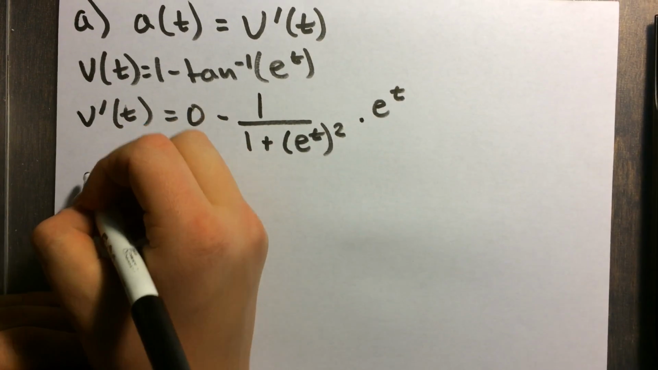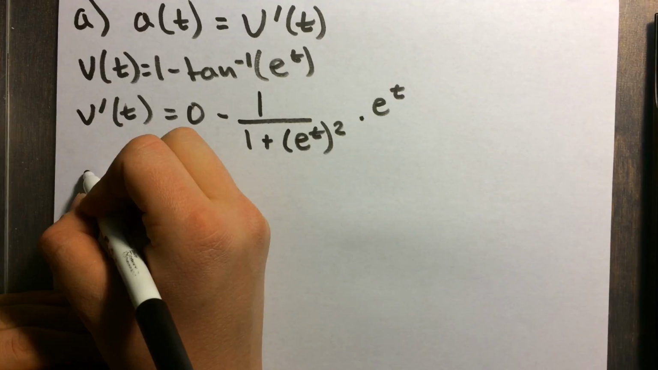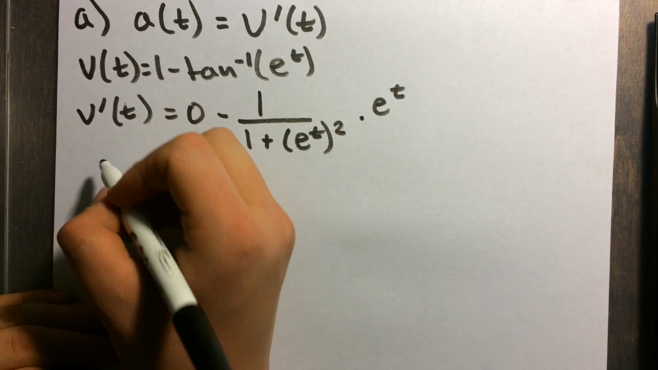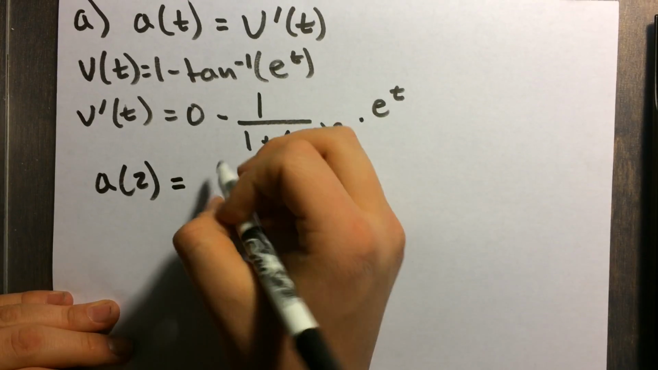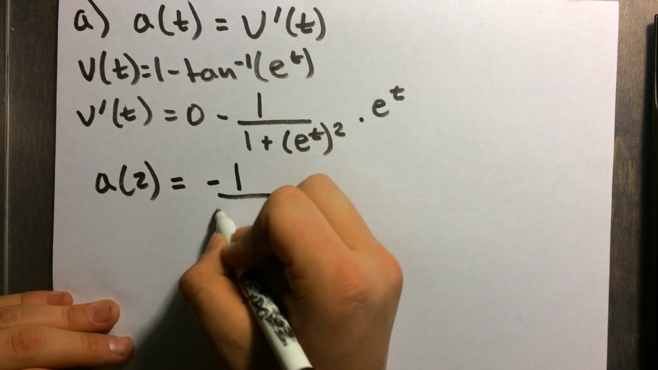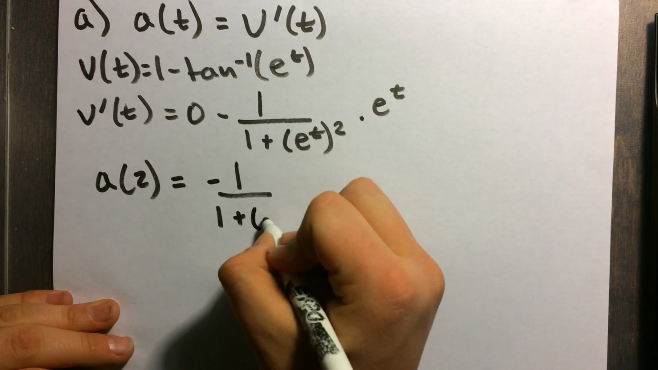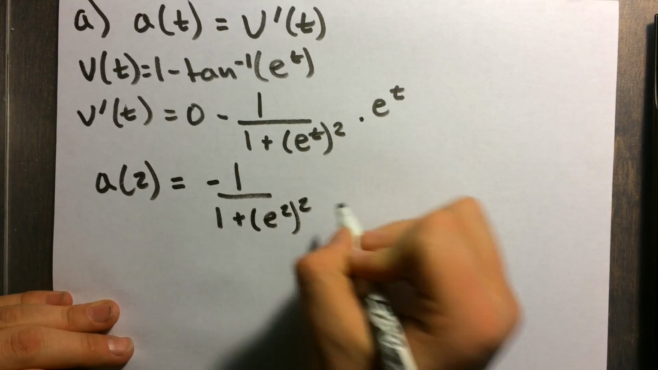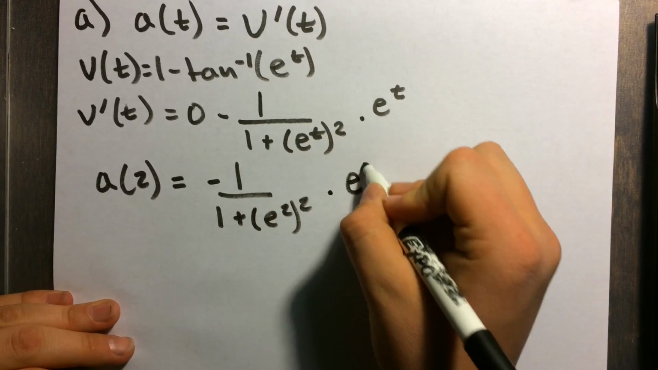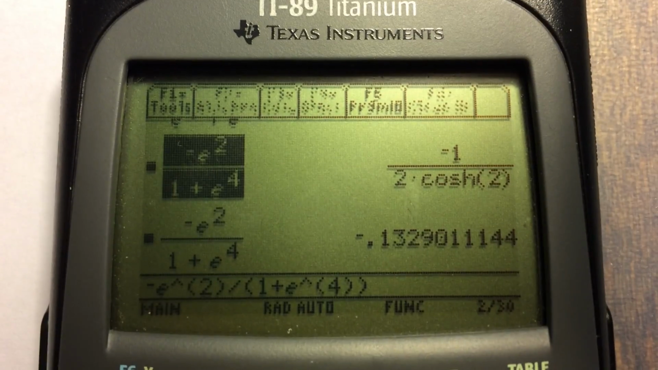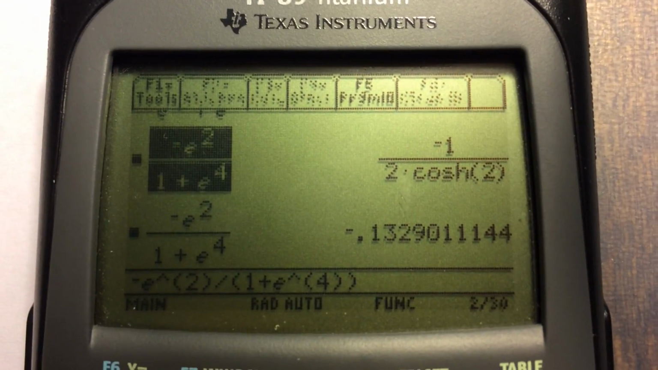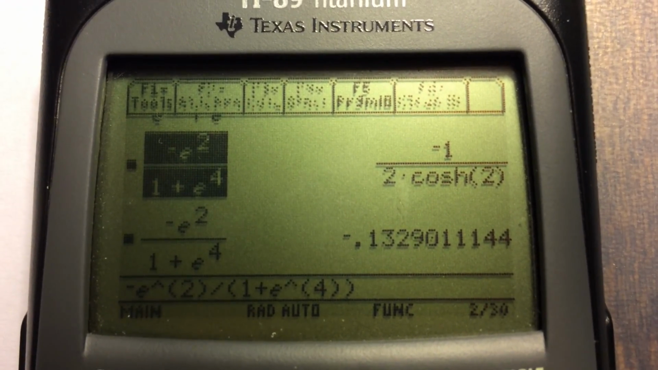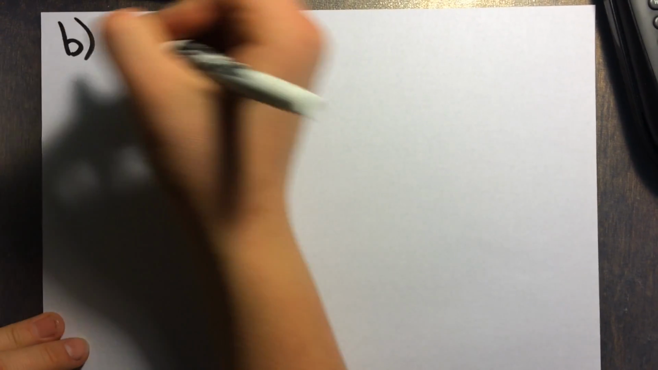Now we plug in 2, as we need to find acceleration at time 2, and we get negative 1 over 1 plus e squared, times e squared. This being a calculator problem, we can plug it in and get negative 0.133. Now we're going to look at part B.